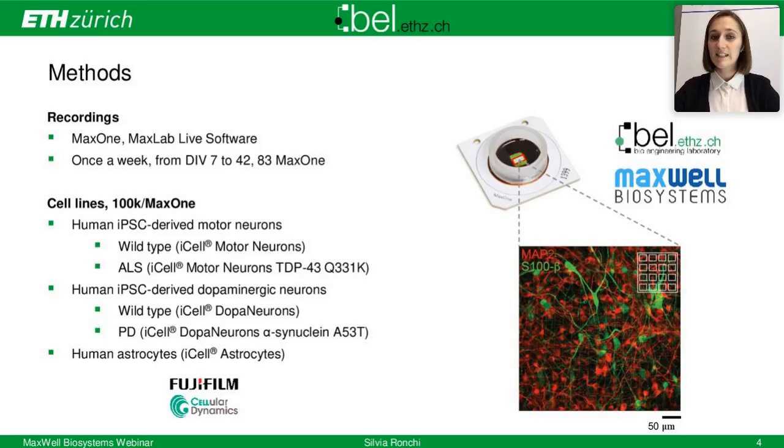On the right side of the slide, you can see the MaxWell MEA, the cell culture chamber where we add the medium, and the red rectangle in the middle is the electrode array. In this area here, we plated our neurons, and in particular, we plated 100,000 neurons in this area. Below, you can see a zoom of the array, where neurons were stained and colored in red and astrocytes in green. And on the top right corner, you can see also a schematic of the electrode dimension and also of the spacing between the electrodes.